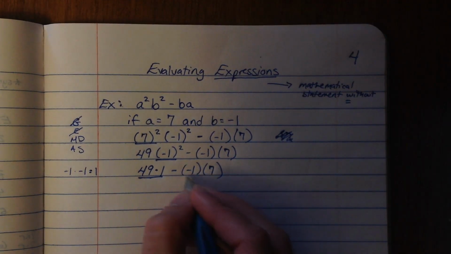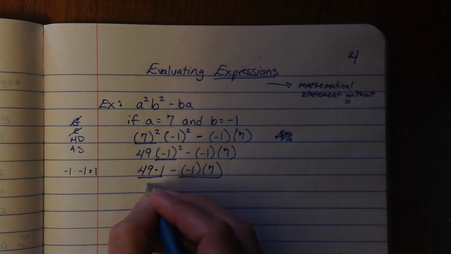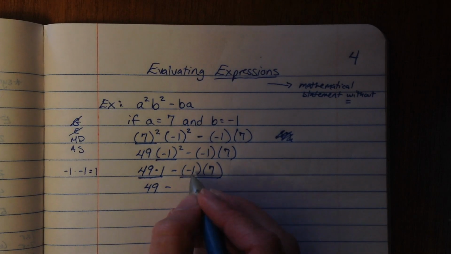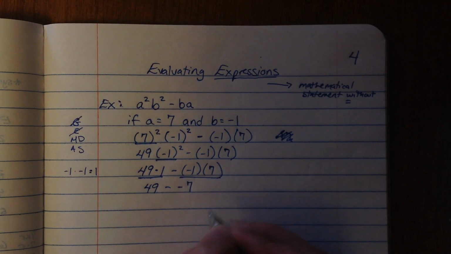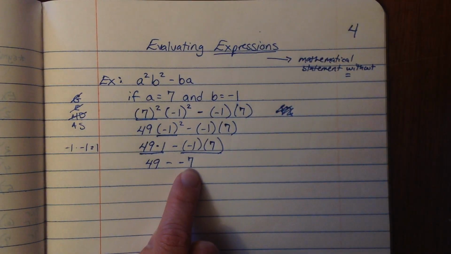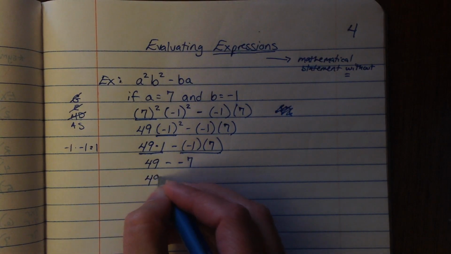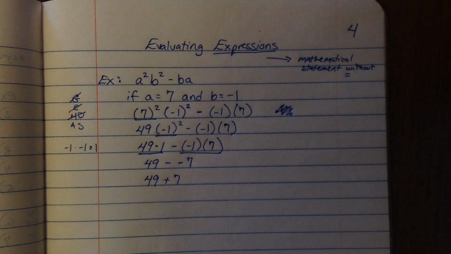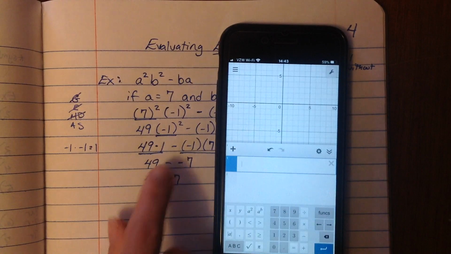Well, we have two things that we can multiply here. We've got 49 times 1, which is 49, minus, and then we've got -1 times 7, which is -7. Now we're ready to add and subtract. Well, minus a negative we know is the same thing as plus a positive. And so 49 plus 7, and you could actually type that in either way.